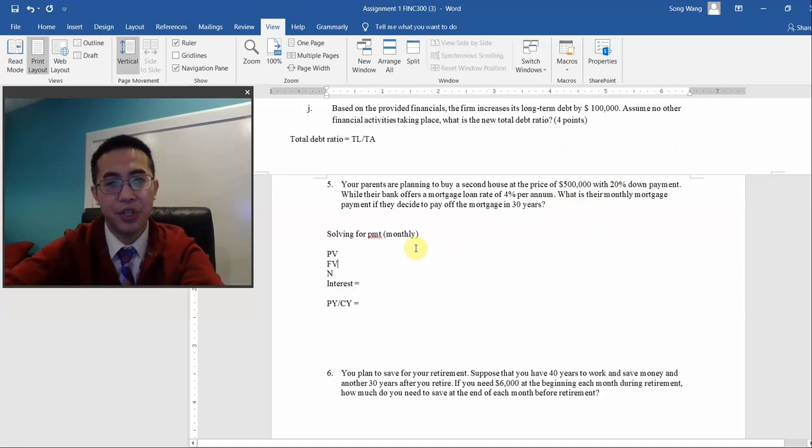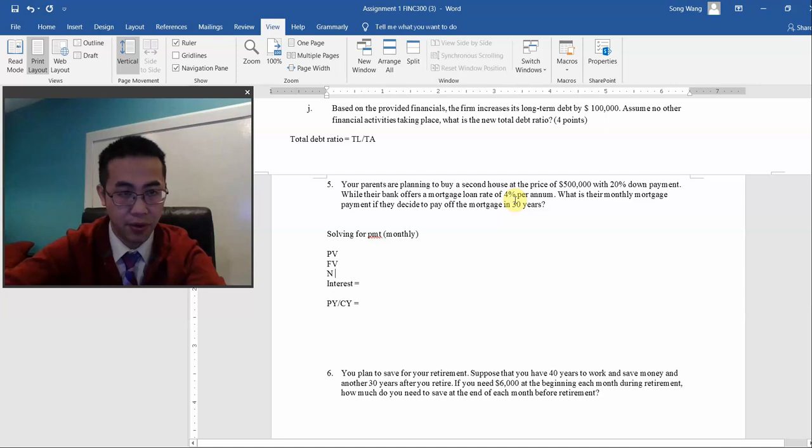And your future value should be 0, because there's no other payment besides the regular monthly paycheck. And your N should be 30 years times 12. You have a total of 360 months to make the payments.